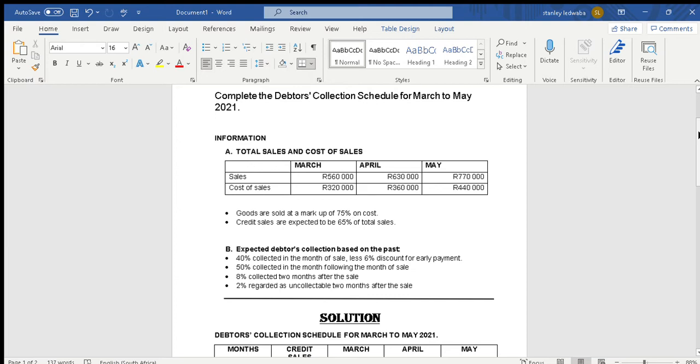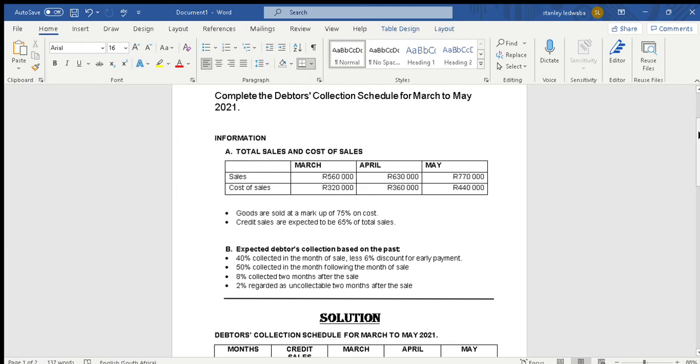Now let's start. We have total sales and cost of sales. They gave us sales for March, April, and May, as well as the cost of sales. Then they say goods are sold at a markup of 75% on cost. Then the credit sales are expected to be 65% of total sales. I'm repeating this line: credit sales are expected to be 65% of total sales.